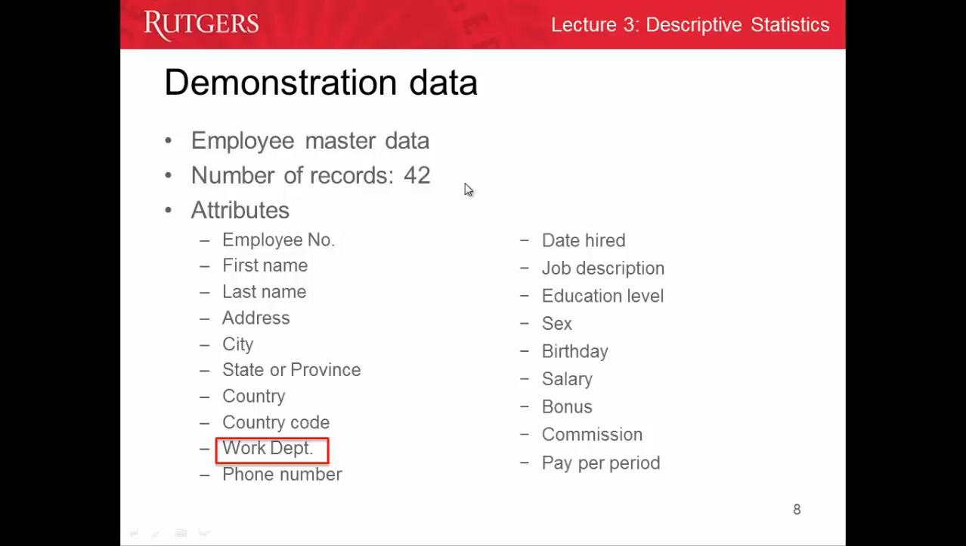There are 42 records in this data, and this lists all the attributes in the dataset. The auditors will use this data to do the analysis of the payroll information. Okay, so in today's demonstration, we are going to use one attribute as example, which is the work department. I'm going to show you the descriptive statistics on this attribute.